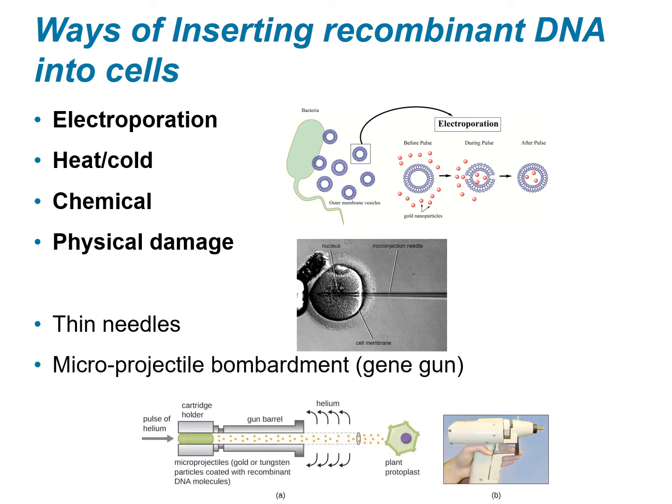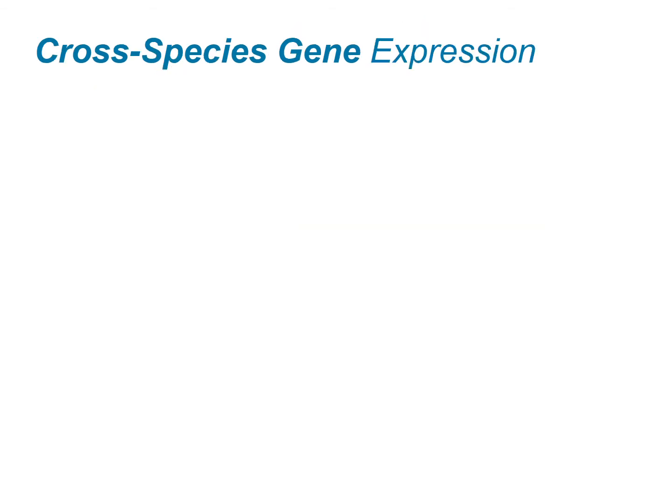Another more forceful method is microprojectile bombardment. So this is using high pressure in a gun type format, and this is often used in plants because plants have a very rigid cell wall. So you could express genes across species. So you can take one gene and put it in another.